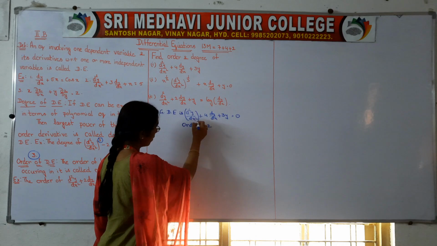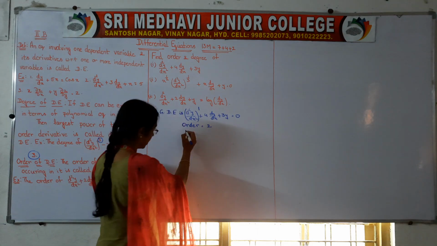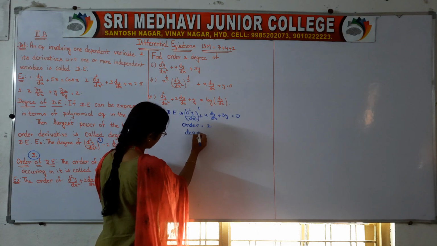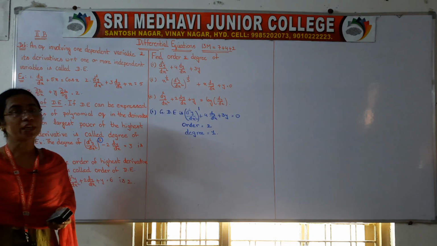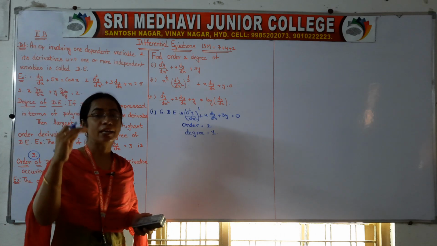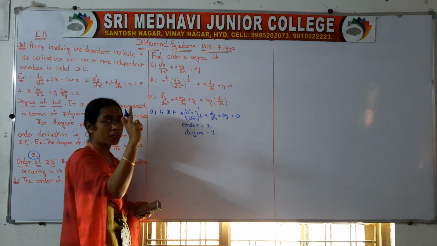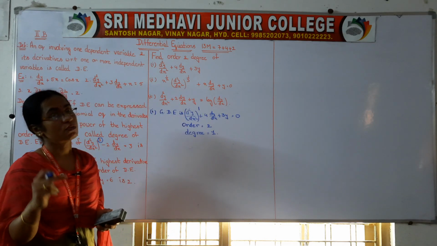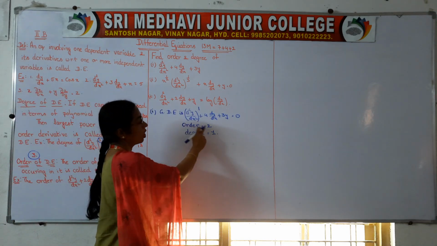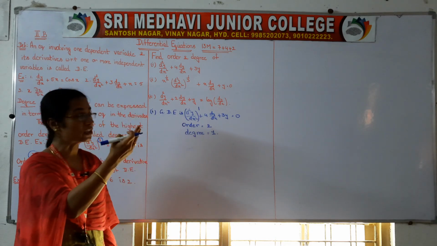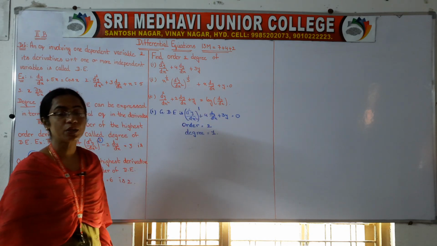And the highest order term's power is called its degree. Is there any power? Nothing is there, so we can take its power as 1. So its degree is, what is the degree? Degree is equal to 1. Order means how many times y is differentiated at maximum. If you observe, y is differentiated 2 times, d square y by dx square. First dy by dx, and if we differentiate again we will get d square y by dx square. So order is 2, and the highest order term's power is called the degree. Degree is equal to 1.